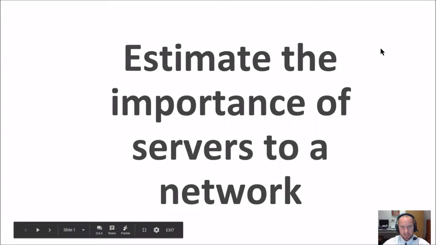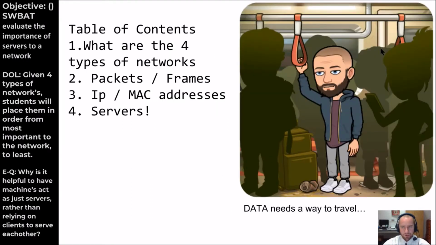The objective today is to estimate the importance of servers to a network. So here's the table of contents. The first thing we're going to do is go over the 4 types of networks, and I really think there's just 3, but there's going to be this 4th one. This will be a term you can use to just better describe 2 LAN networks connecting to each other.